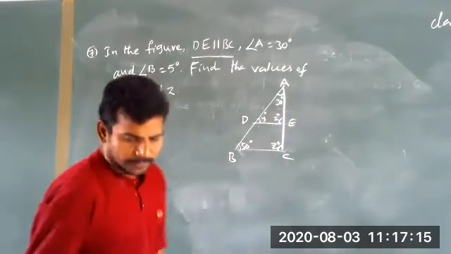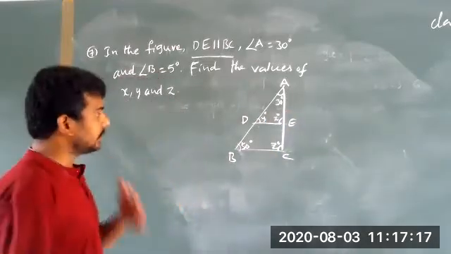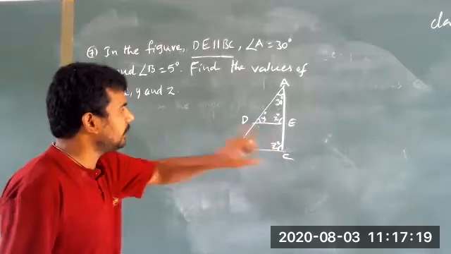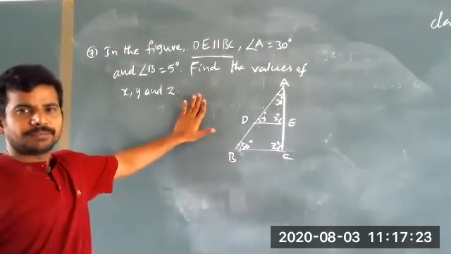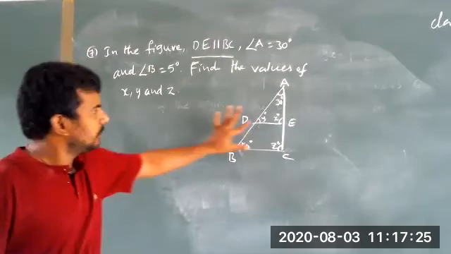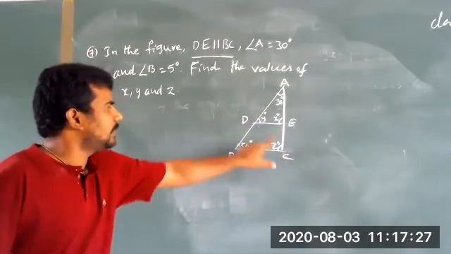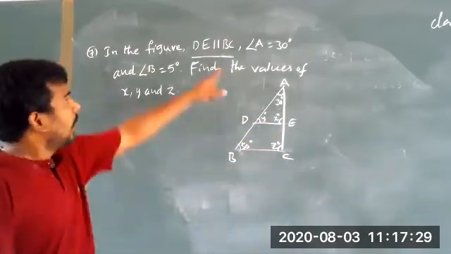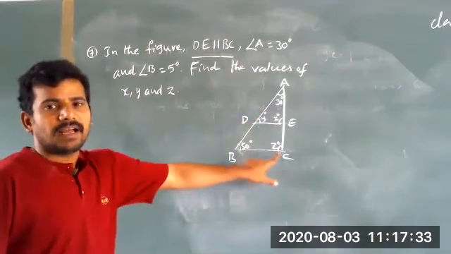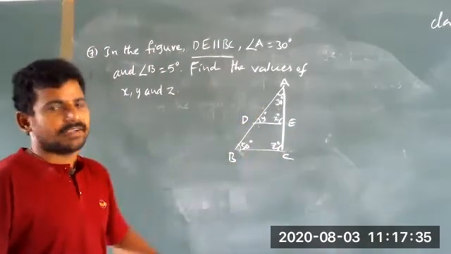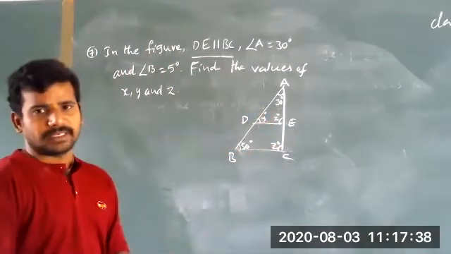Now you can find X, Y, Z. This X, Y and Z. So what about the given information, children? In the figure, DE is parallel to BC. These two lines are parallel. And angle A is equal to 30 degrees, angle B is 50 degrees, and angle C is Z degrees, and angles X and Y are given.